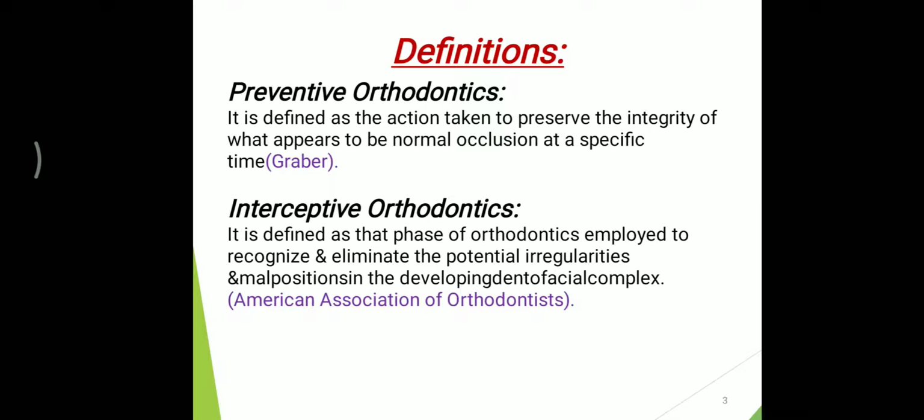Let's see the definitions. Preventive orthodontics is defined as the action taken to preserve the integrity of what appears to be normal occlusion at a specific time, and this was given by Graber. Interceptive orthodontics, according to the American Association of Orthodontists, is defined as that phase of orthodontics employed to recognize and eliminate potential irregularities and malposition in the developing dentofacial complex.